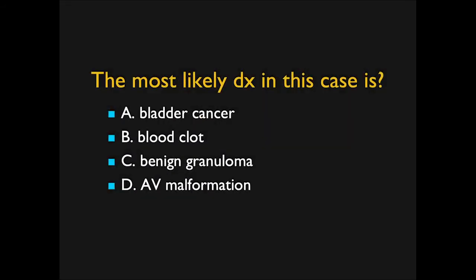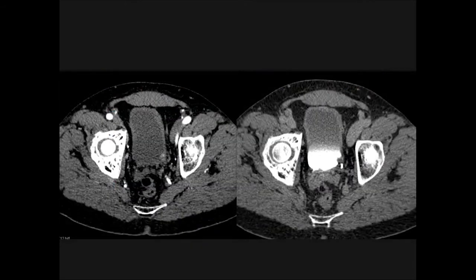In this case, what's the best diagnosis? And remember, we've spoken about this before. If you look at it near the left UV junction, you see a less than 1 centimeter enhancing nodule, which shows well in the excretory phase as well. It's not a granuloma, it's not an AV malformation, and with the high density, it's not a blood clot. This is classic bladder cancer.